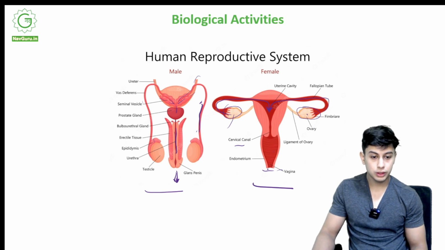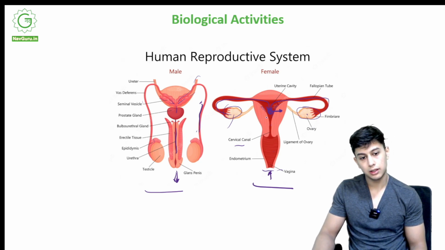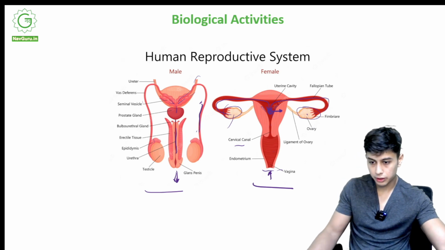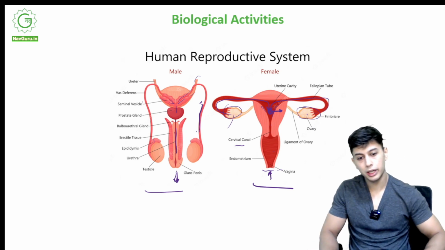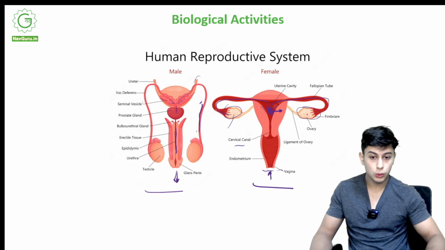Okay, so this will take in the sperm and fertilization will occur over here, and this will attach itself to the uterine cavity. This zygote, the embryo which will grow, attaches itself to this inner lining. Now we'll get into the detail, but this is what it looks like. This is what is present.